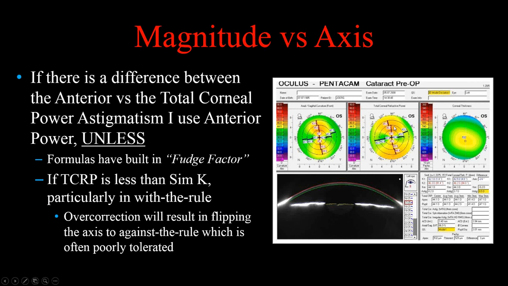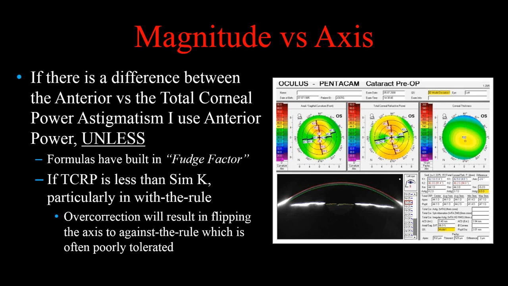The reason for that is, particularly in this example, that if I put in a computation of 4.2, even though I know the total corneal power is 3.7, and end up with a slight overcorrection, I will flip the axis and turn this patient into against the rule, which is not very well tolerated. I would rather leave someone with a slight residual astigmatism of with the rule than create someone who had with the rule and end up with a slight overcorrection of against the rule.